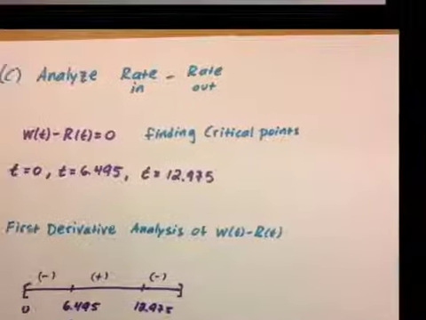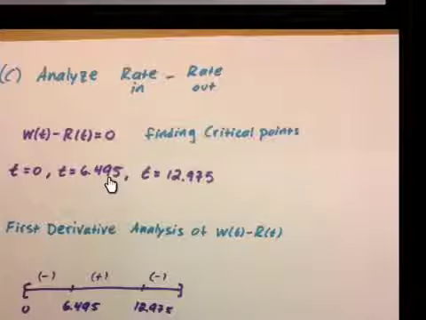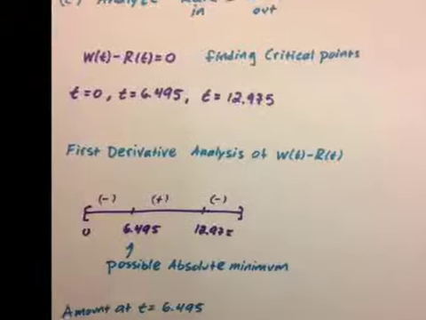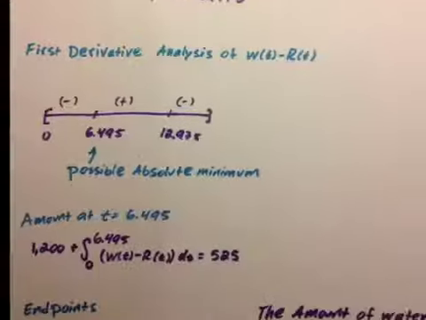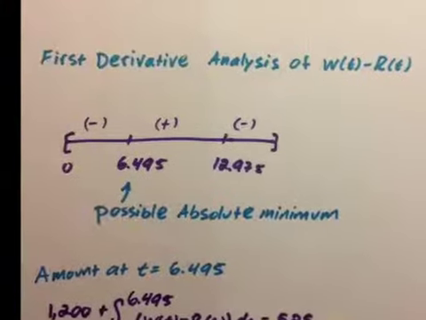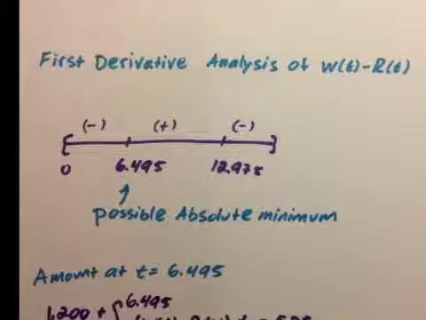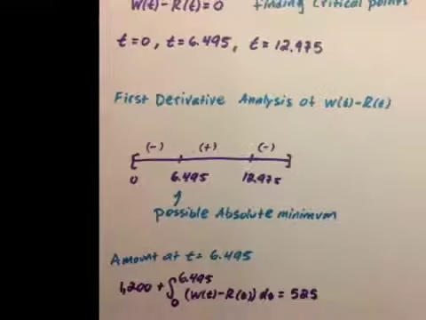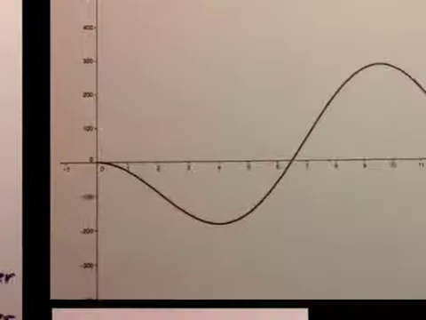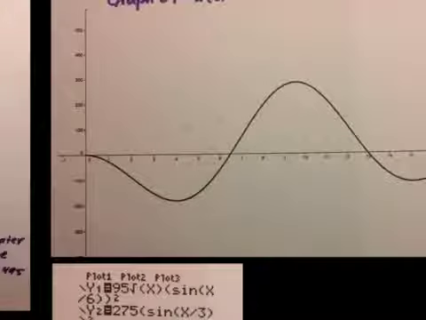And since it was asking for an absolute minimum, when I do my analysis, I'm just looking for a negative to positive sign change in W minus R. So I'm looking for this negative to positive sign change. And so this is going to be a possible absolute minimum. And you can kind of look at the graph to see that it goes from negative to positive. That's how it's going to be a possible minimum.